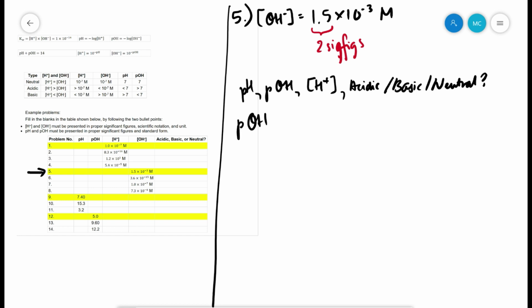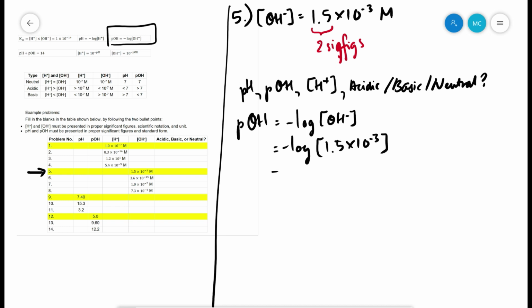So pOH is basically a negative log of concentration of OH negative. So here you will just plug into your calculator negative log of 1.5 times 10 to the power of -3. So if I do that in real time, you will get 2.82. Again, 2 sig figs from the concentration will be translated to 2 decimal digits in the pH and the pOH. So pOH is 2.82.